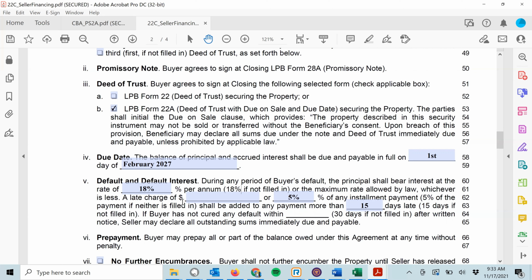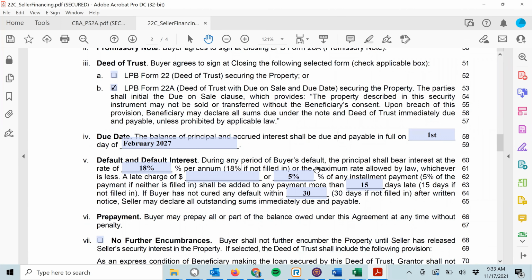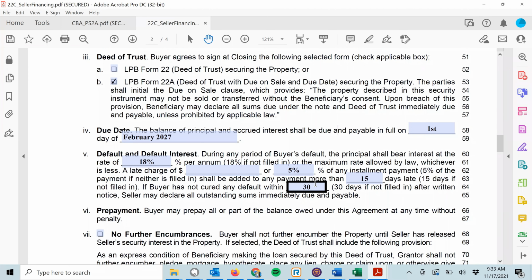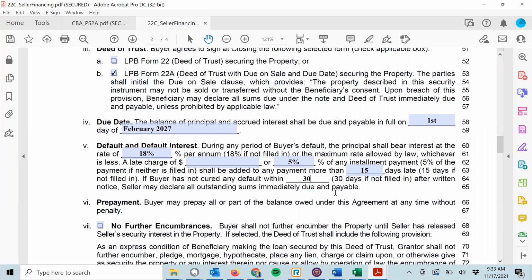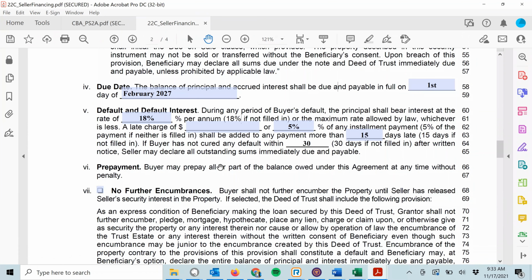If buyer's not cured of default within 30 days after written notice, seller can declare all sums due and payable. So that accelerates the note. So if a buyer is late, they might trigger a late fee, but they aren't losing leverage with the seller. If they're more than 30 days late, then they are. Does that make sense?